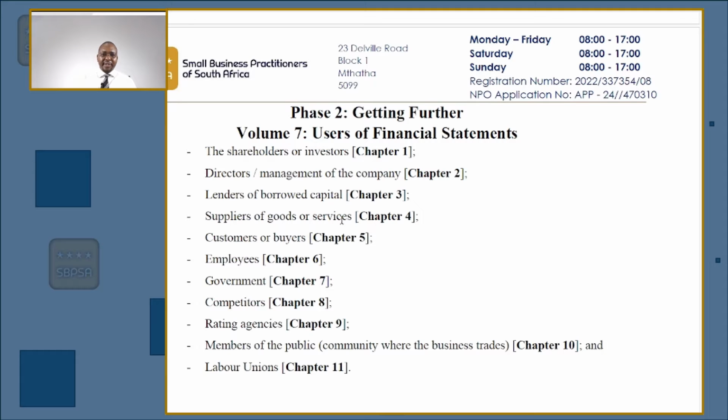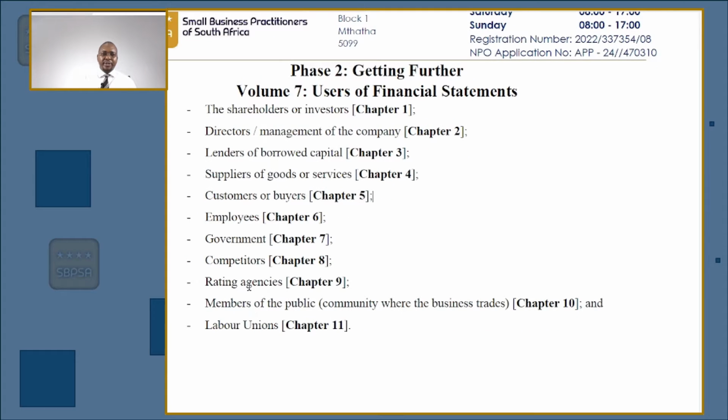Then suppliers of the business, we'll talk about those who are the suppliers of the business. Then we'll talk about the customers, your customers and buyers. What information do they want from you? I'm going to tell you a story from there. Then employees, sometimes it's tricky to put employees separately. Sometimes it's nice to put employees as part of suppliers there. Then you've got government. It's also nice to add government, employees and suppliers in one basket.